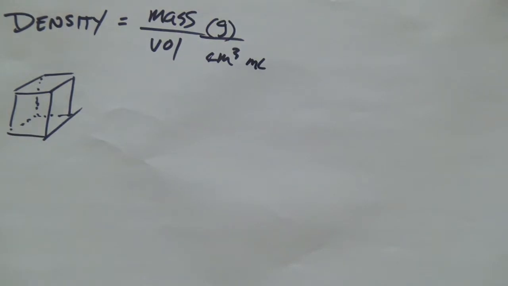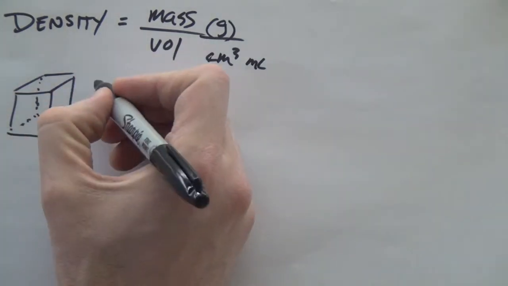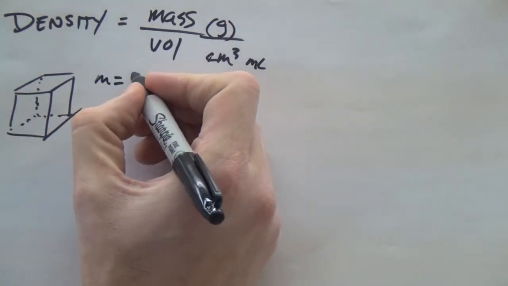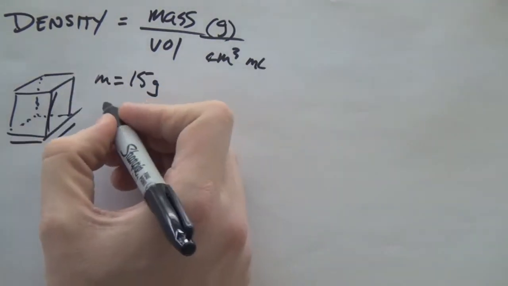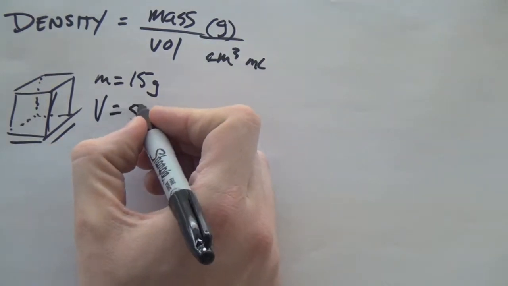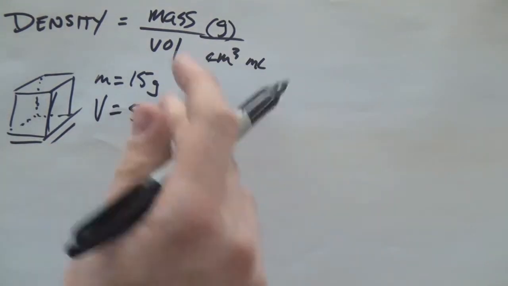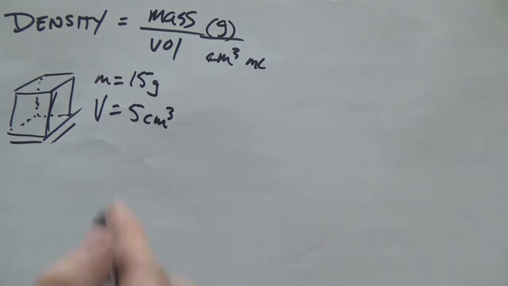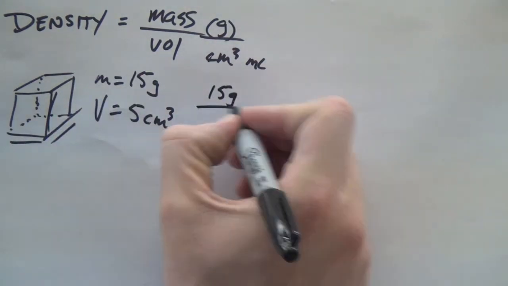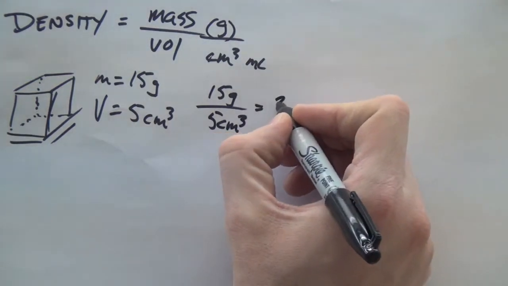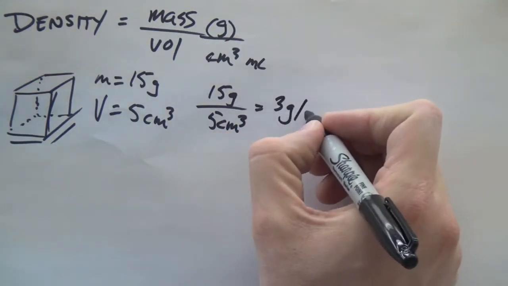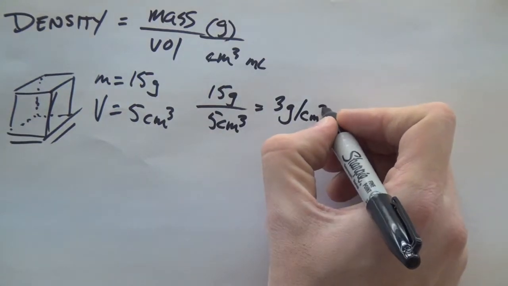Now, here's a simple question. If you had a cube, and the cube had a mass of 15 grams, and the volume, after we measure and multiply and do all that good stuff, is 5 centimeters cubed, well then we would just plug it into this formula, where we have 15 grams divided by 5 centimeters cubed, which would equal a grand total of 3 grams per centimeter cubed.